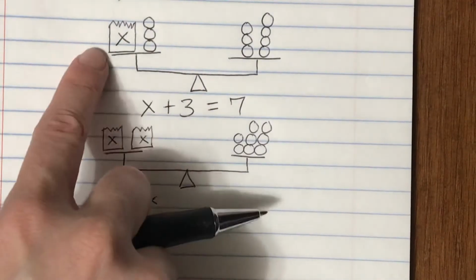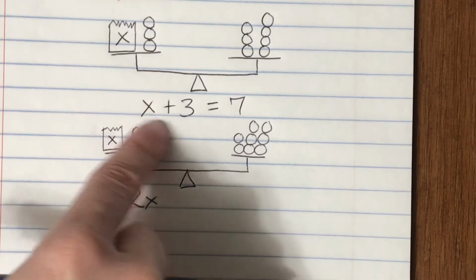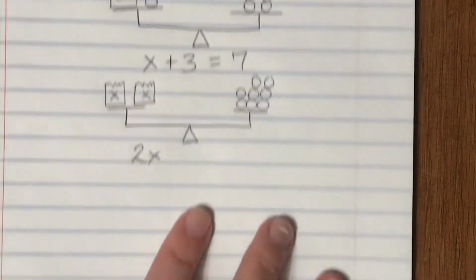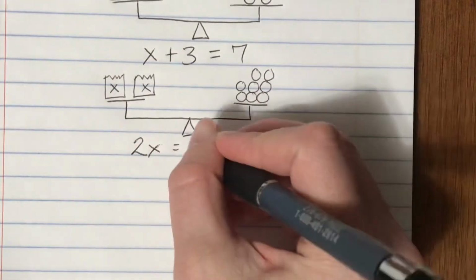Up here we had 1x plus 3. Remember, the coefficient in front of the x is 1. 1x plus 3 is equal to 7. Here we have 2 x's, 2 missing objects, and that's going to be equal to 8.